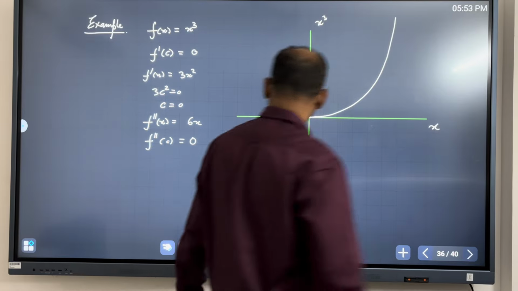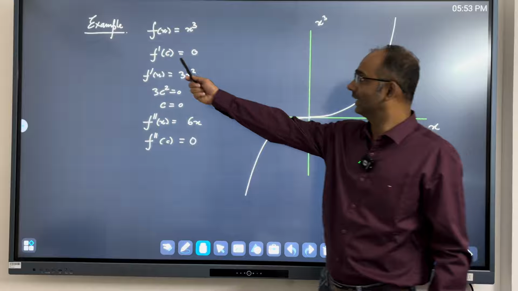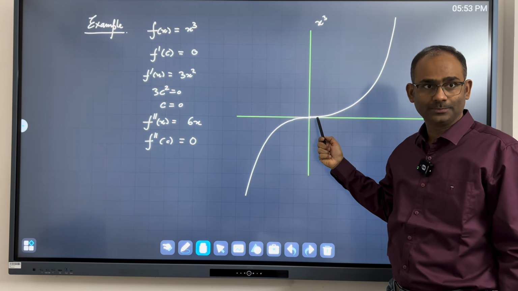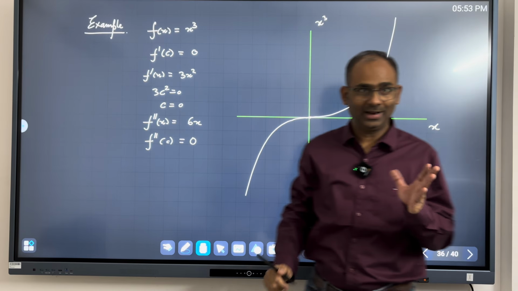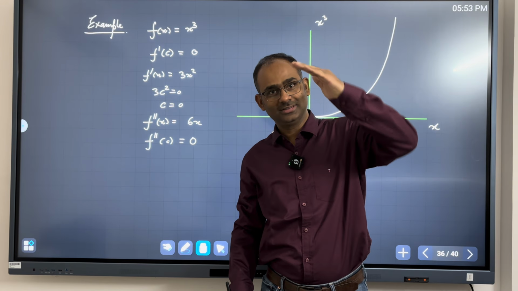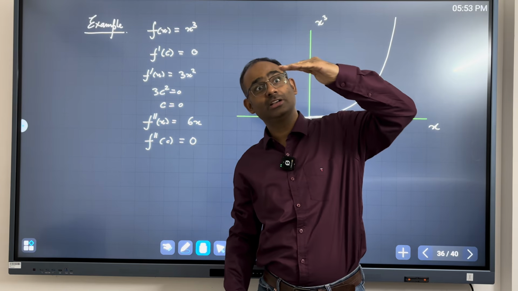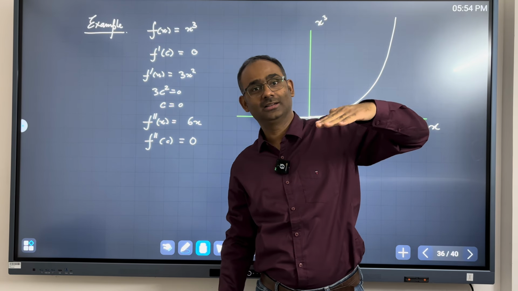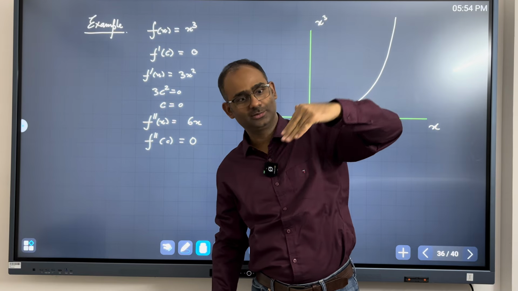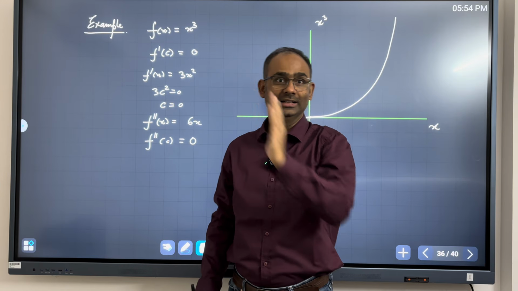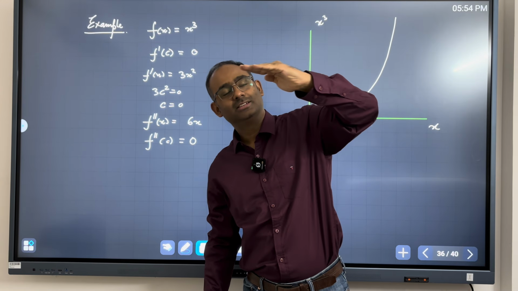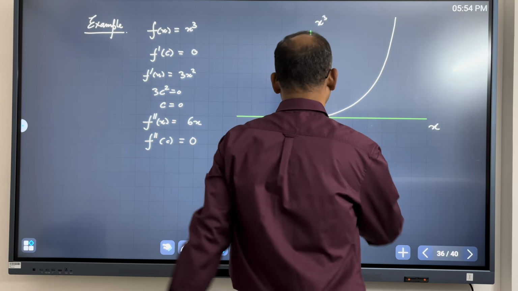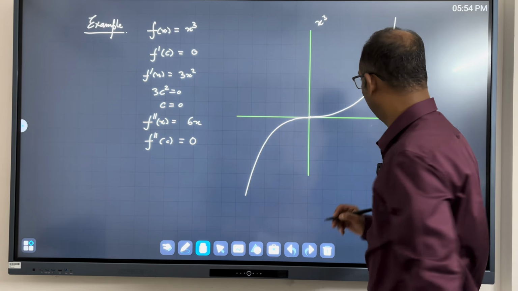Okay, so you see, just because the derivative is 0 doesn't mean you will have a maximum or a minimum. You may have the slope becoming 0, but instead of turning upwards, the graph may just become horizontal and then go that way. Okay, this is called a point of inflection.